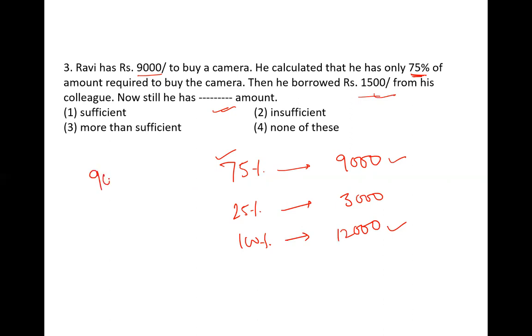Means 9,000 he had already, 1,500 he borrowed, so it becomes 10,500. So it's not sufficient because the price of the camera is 12,000. He needs 12,000. He only has 10,500 after taking the borrowed amount. So now still he has insufficient amount.